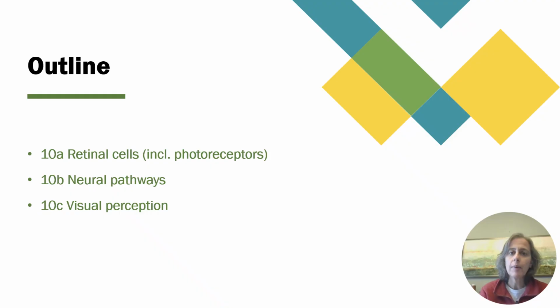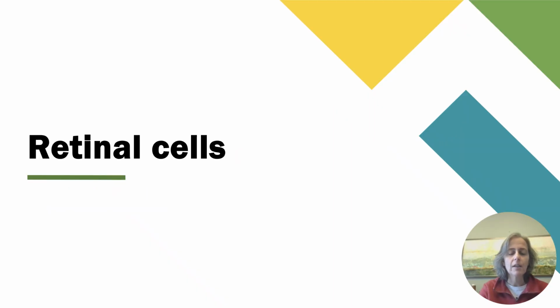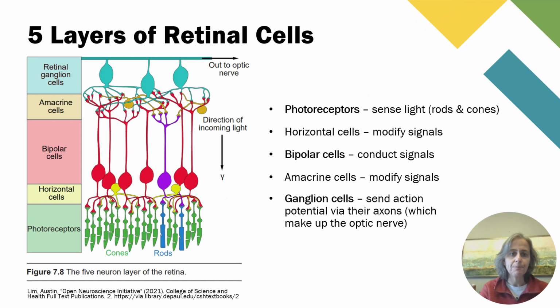First we're going to talk about the cells of the retina, including the photoreceptors, whom you've already met briefly. Then we're going to talk about the neural pathways and the nerve circuits for vision through the brain. And then we're finally going to talk about visual perception, which is different from sensation. So let's get started with retinal cells, 10A.